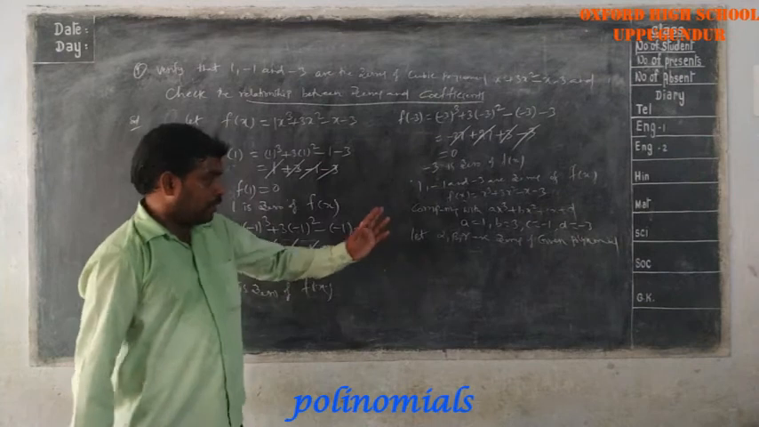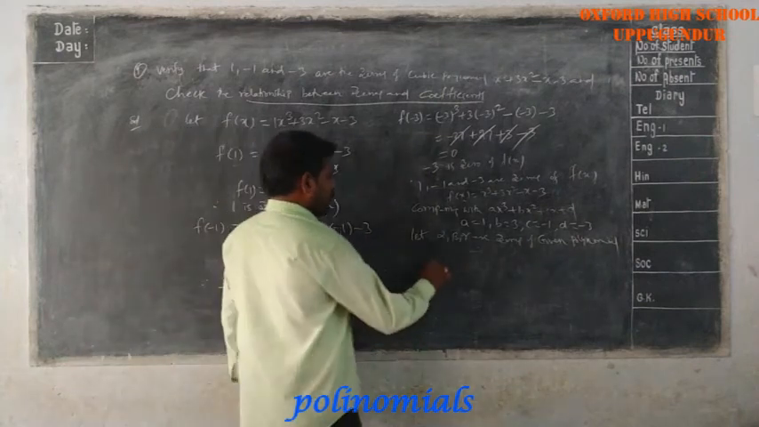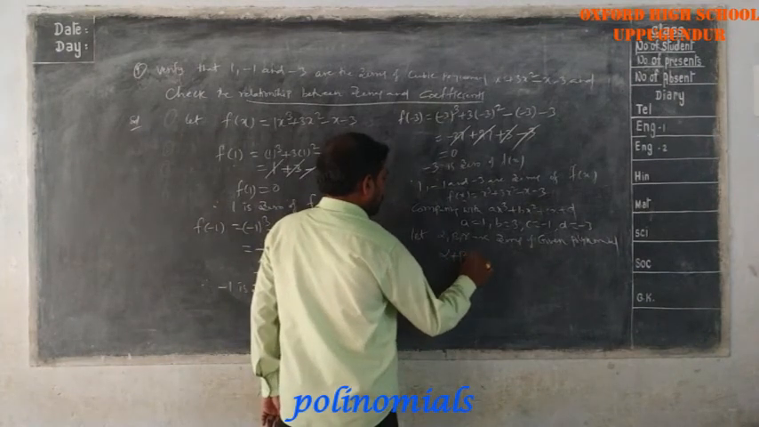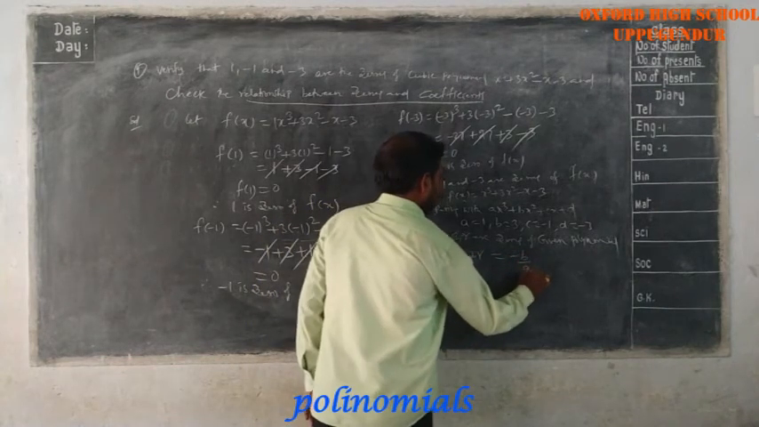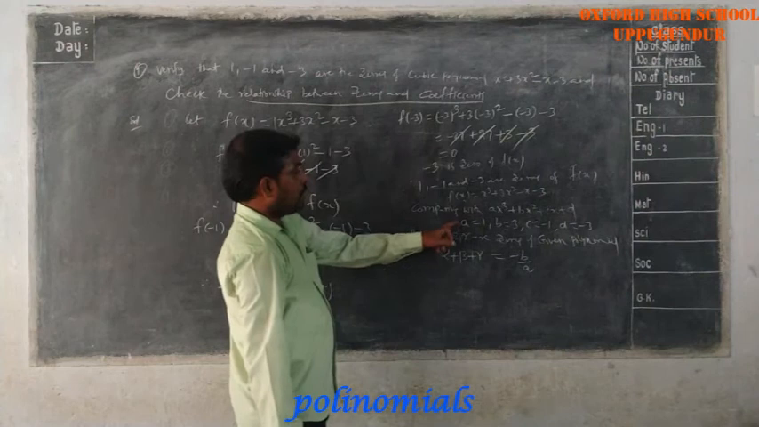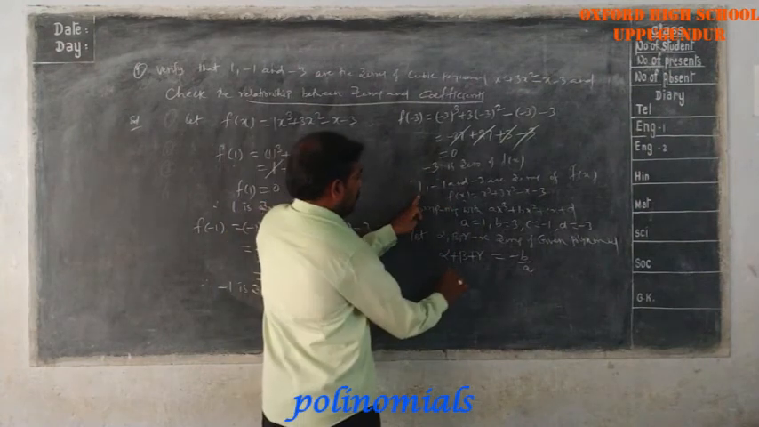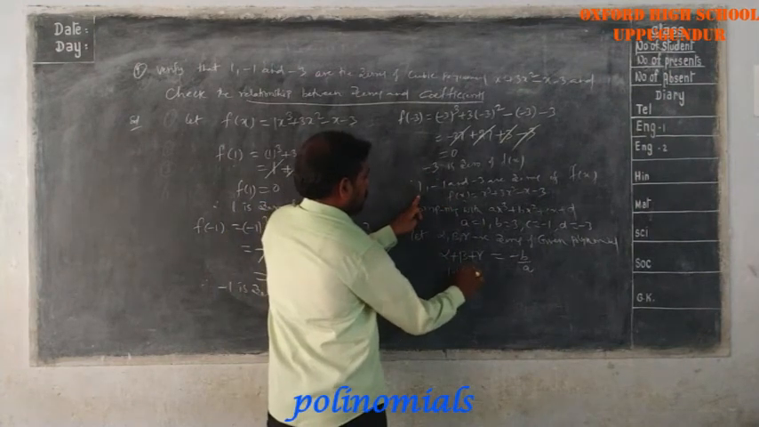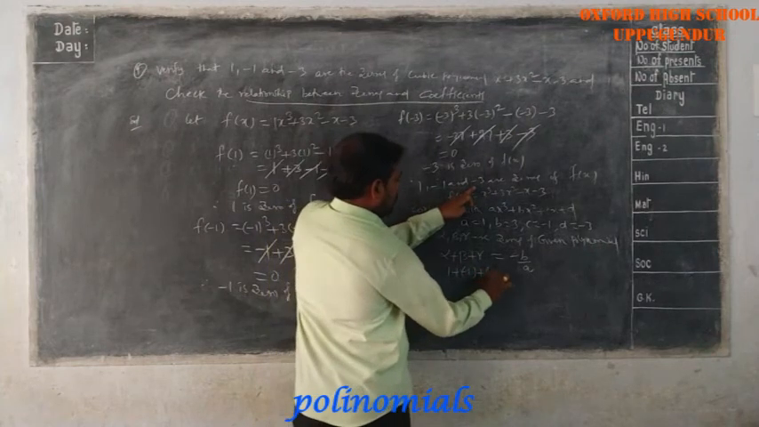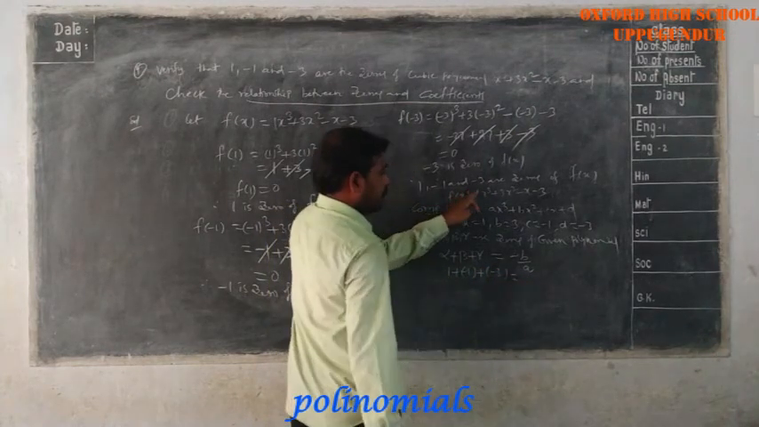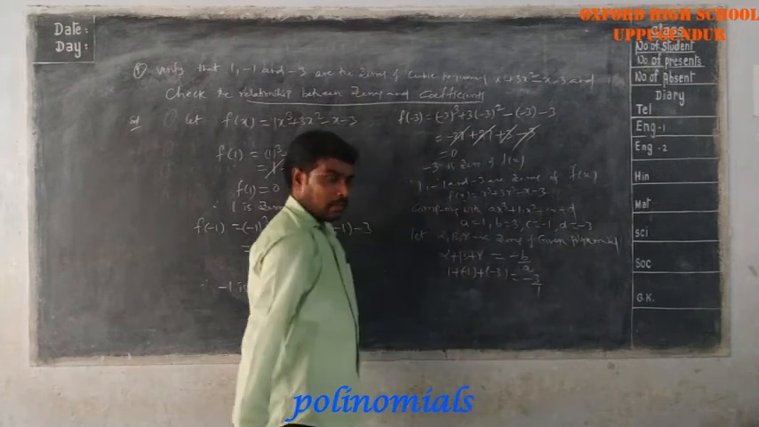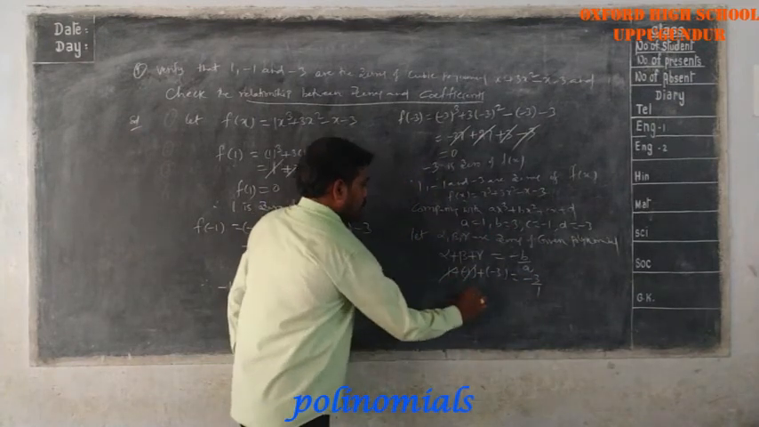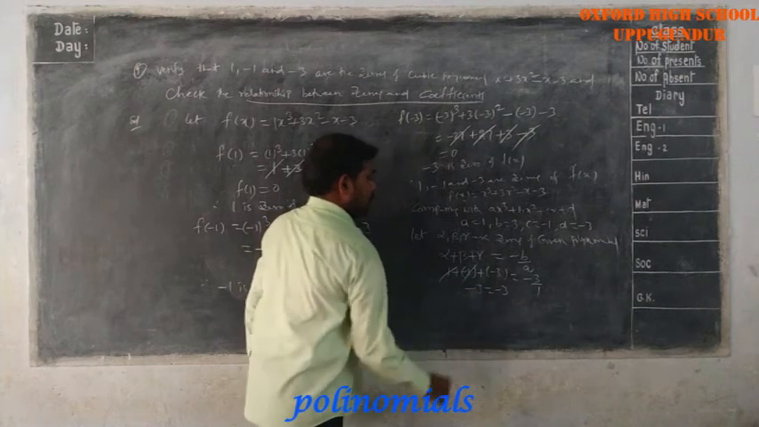Now what are the conditions you have to check? Alpha plus beta plus gamma equal to minus b by a. What is alpha? 1 plus minus 1 plus minus 3 equal to minus b by a. Minus 3 by a value is 1. So plus 1 minus 1 cancel, minus 3 equal to minus 3.